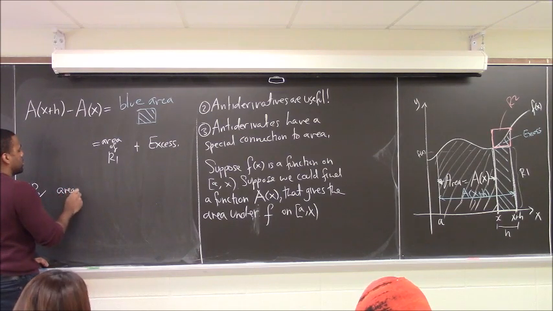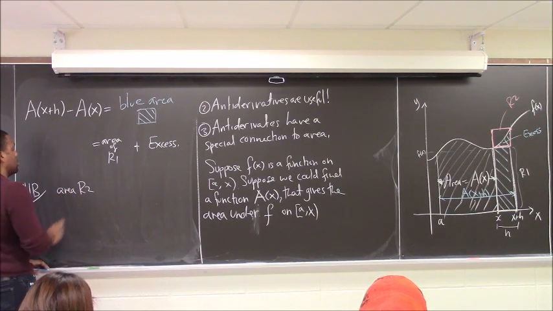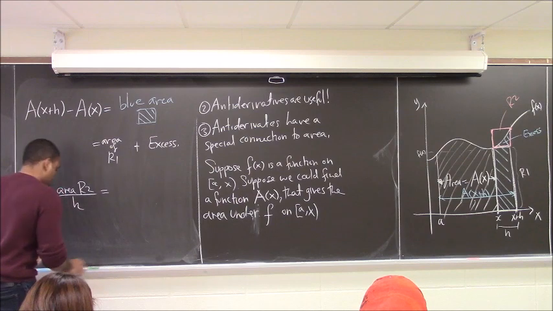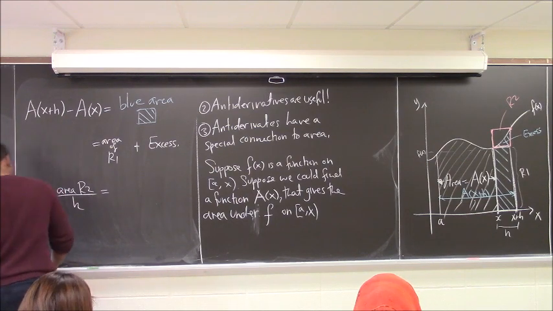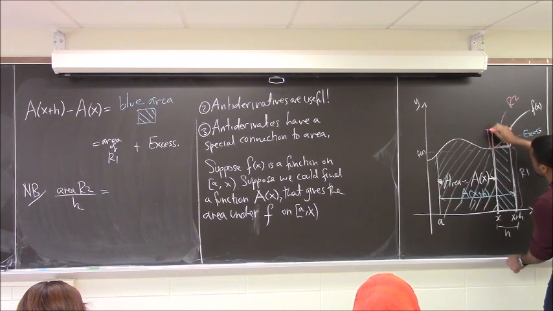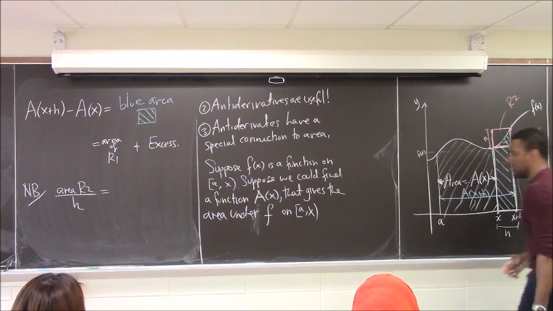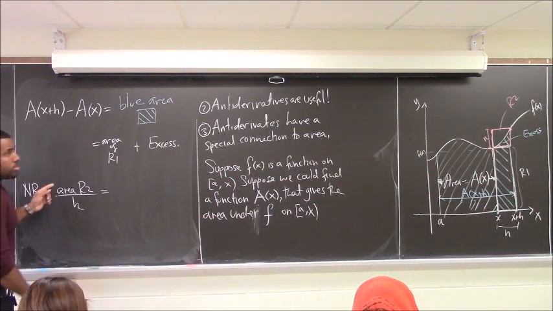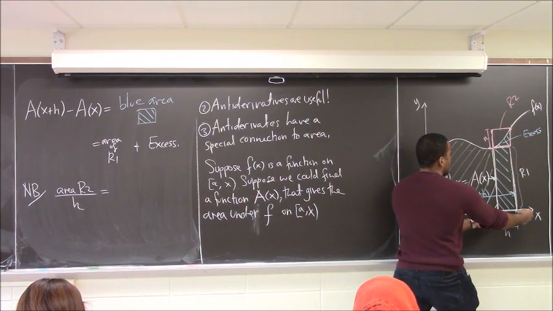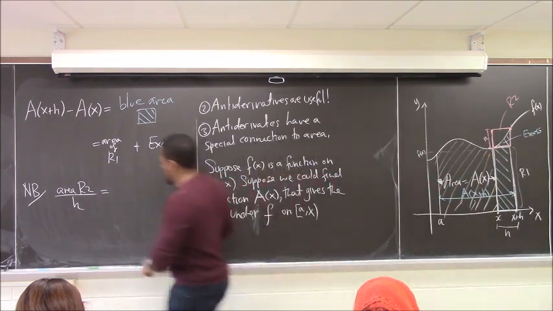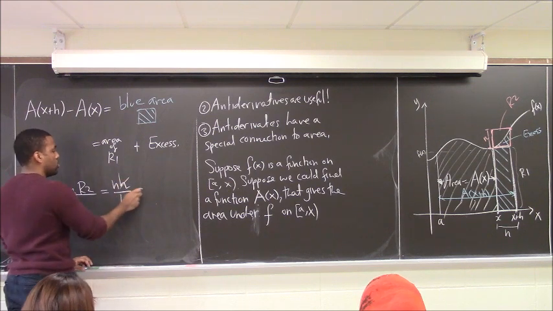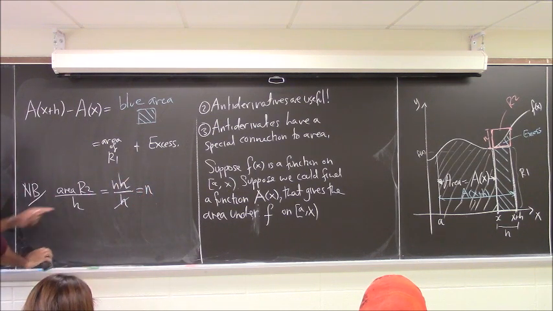If I look at the area of R2 and divide it by h, what would that become? Well, let's give that a name, shall we? Let's say the height of this is some number n. It doesn't matter, just picking a number. So the area of R2 would be, of course, its width is h, and its height is n. So this would be n times h. Of course, the h's would cancel. You would get n is what this ratio would be.